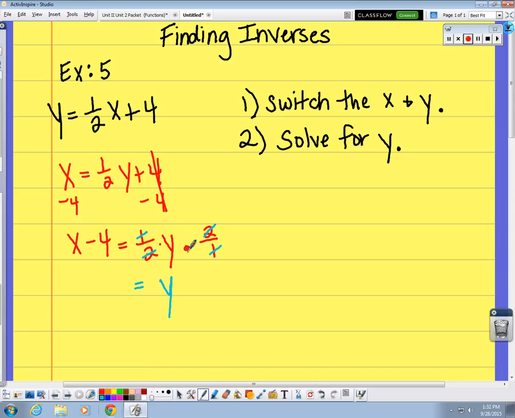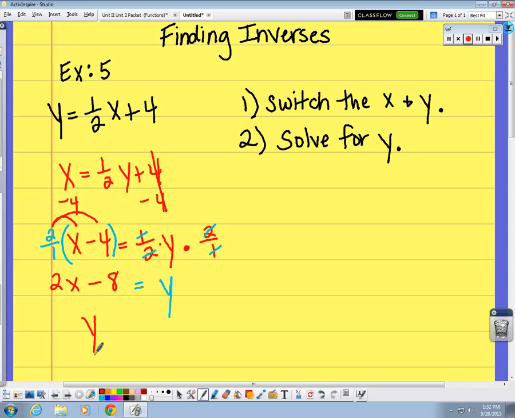Okay, but since we multiplied by 2 over 1 over here, don't we have to multiply by 2 over 1 over there? But remember, you're multiplying by everything over there. So you're multiplying by all of it, and you show that by putting it in parentheses. So now what do you think you would do? Distribute, which is multiplication. What is 2 over 1 times x? 2x. What is 2 over 1 times negative 4? Negative 8. And so then you're done.